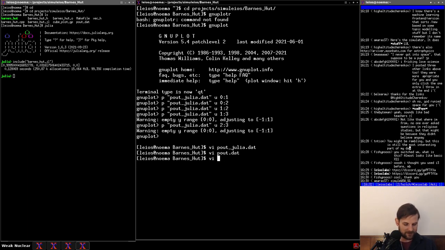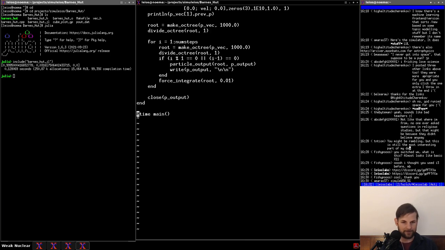Let me go to vi barneshut.jl and let me just see if I can figure out what we're actually outputting here. So we have write of p output n. I don't know why we put 2 new lines, but whatever.